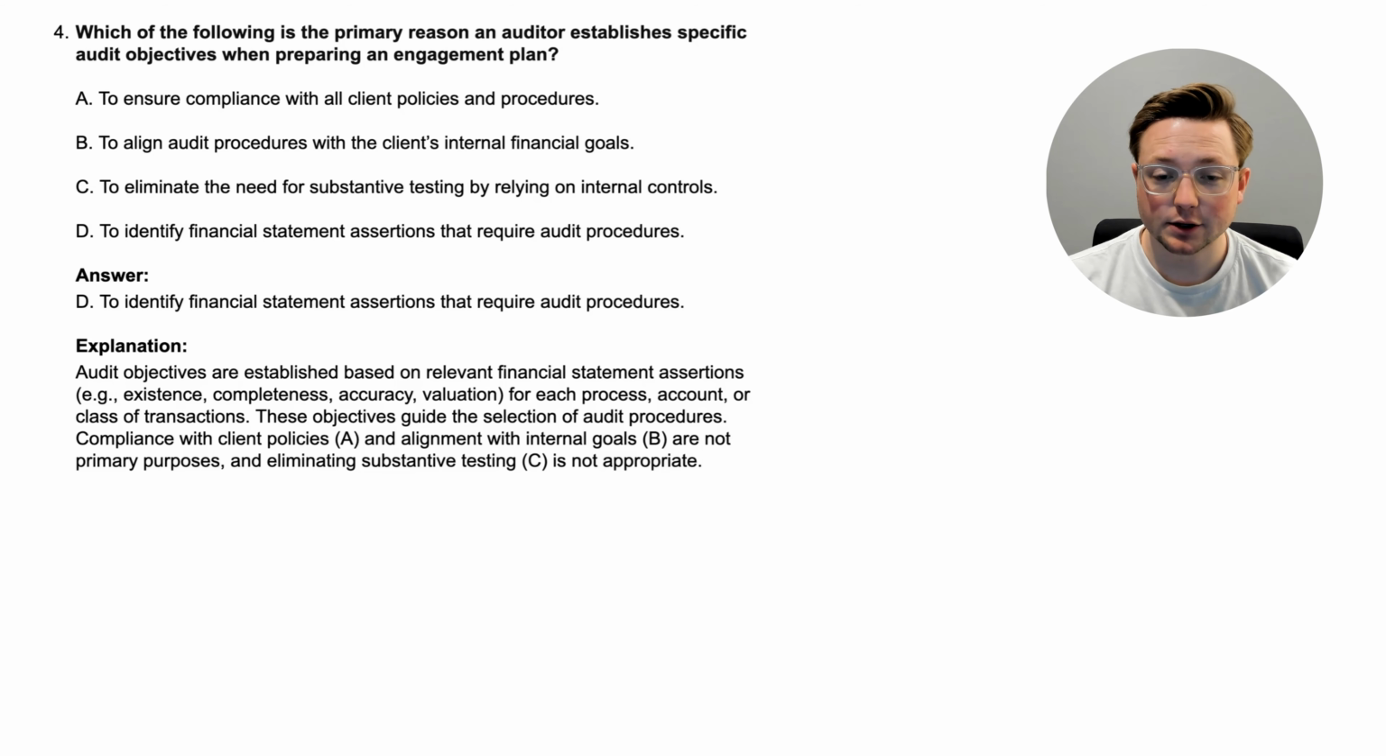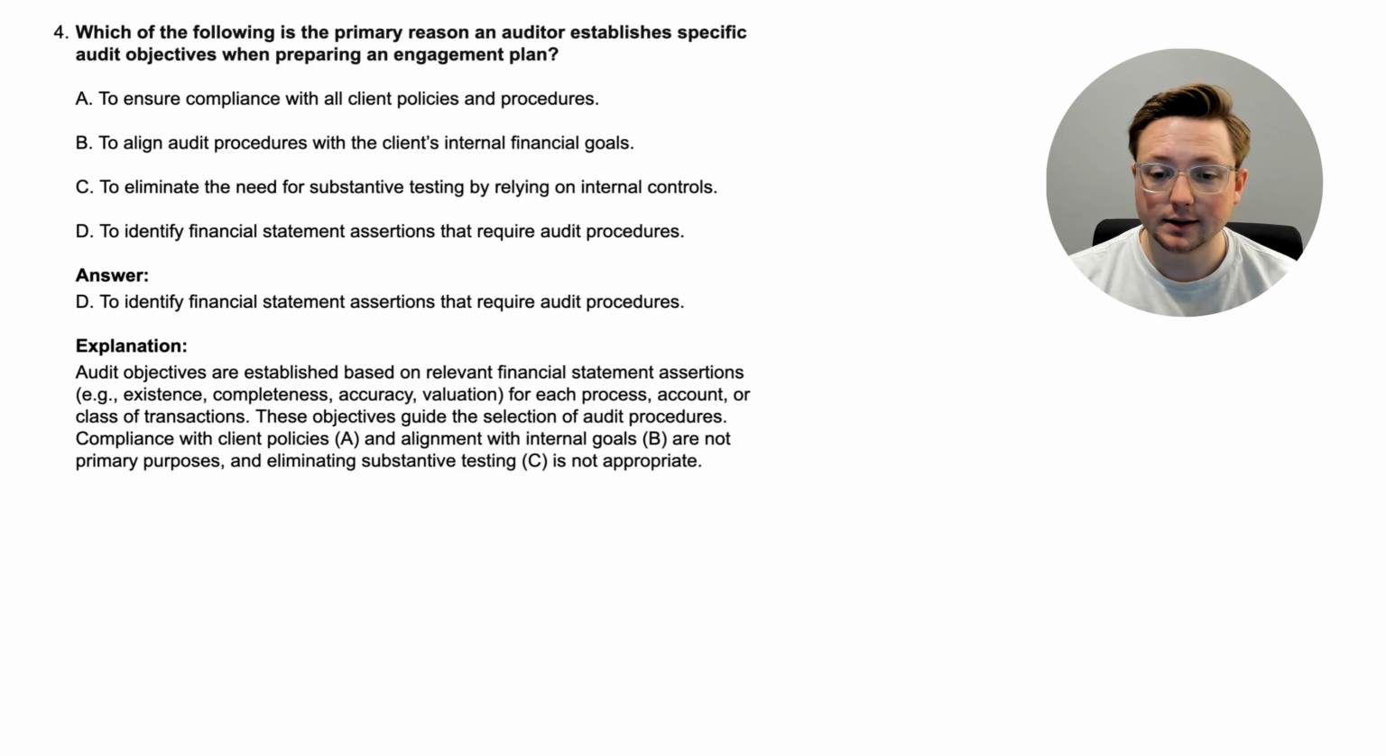D, to identify financial statement assertions that require audit procedures. So that is one of the primary reasons that you establish these specific audit objectives when you're creating your engagement plan. Let's talk about the explanation. Audit objectives are established based on relevant financial statement assertions. We're not going to dive super deep into those because they will pop up throughout the rest of the videos, but those are typically existence, completeness, accuracy, valuation, and they are establishing objectives based on these for each process, account, or class of transactions.